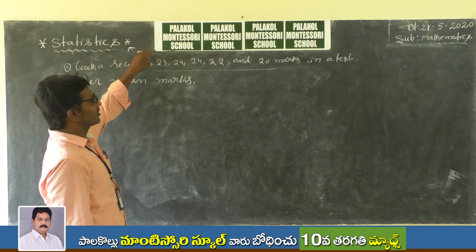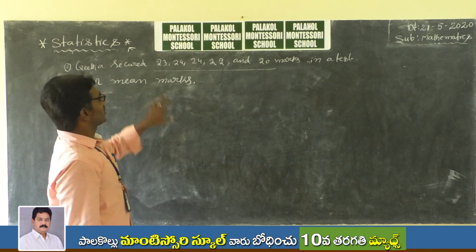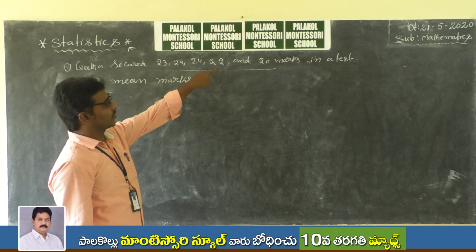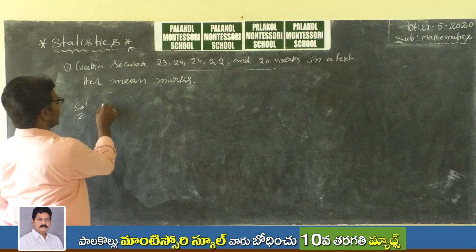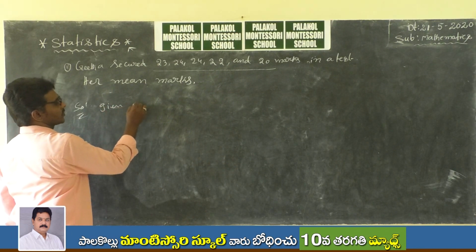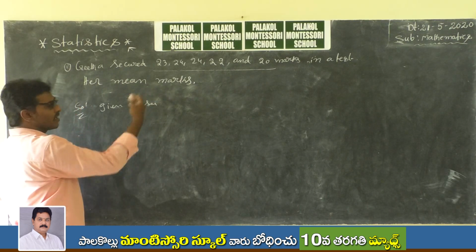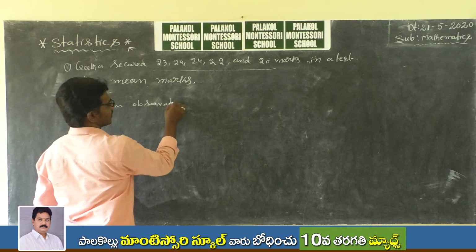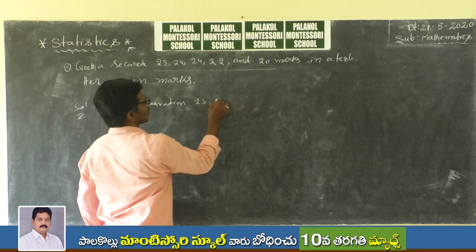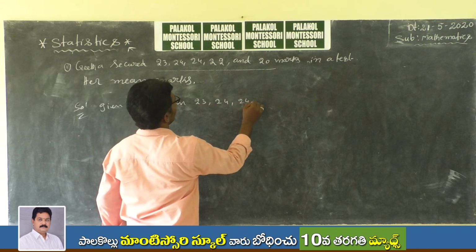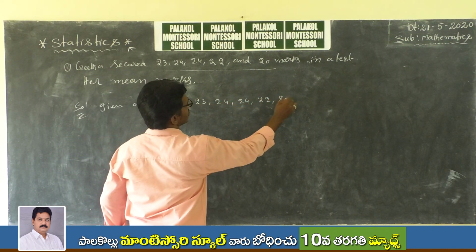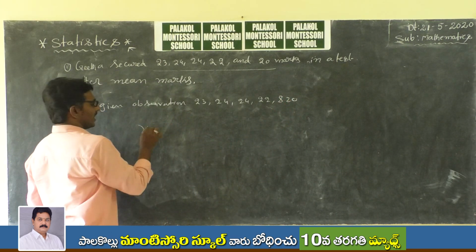So first you write the observations. This is 23, 24, 24, 22, 20. Given observations mean given marks. Here the observation is marks: 23, 24, 24, 22, and 20.